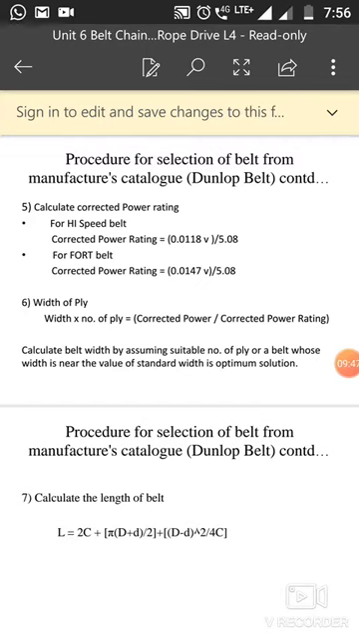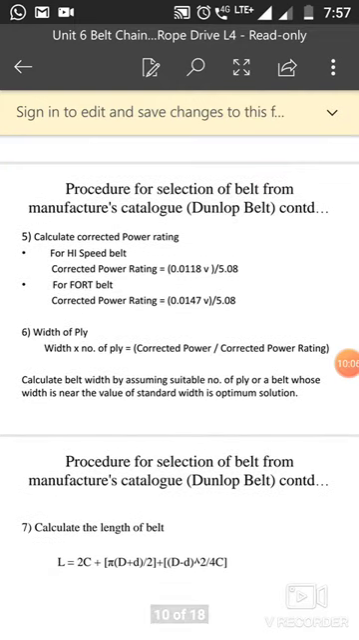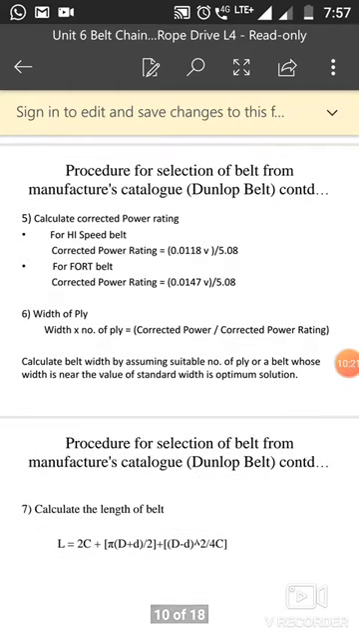So we'll assume some number of plies. Suppose we assume 3 plies, and we'll find the width of ply. Then we'll assume 4 plies and find the width of ply. Then we assume 5 plies, and we divide that constant by the number of plies, and that way we get the width of ply for the assumed number of plies. Now based on the number of plies and width, we'll select the width of ply from the standard chart. This is by the trial and error method.